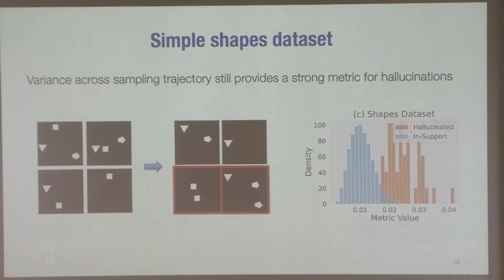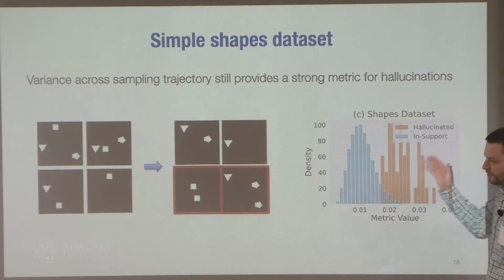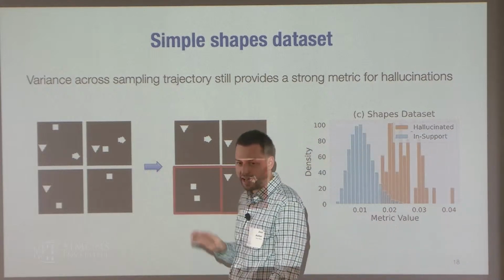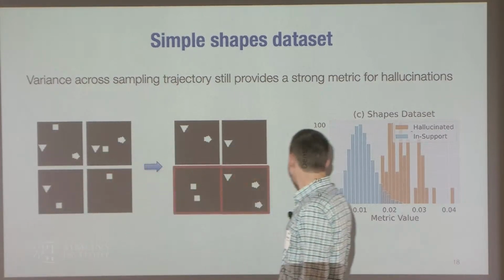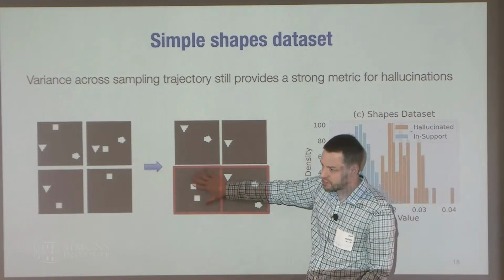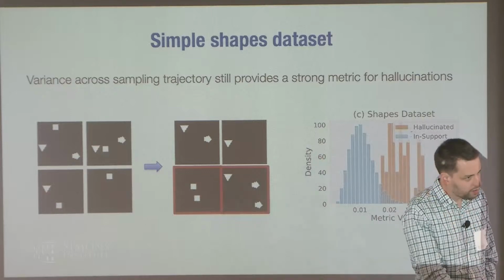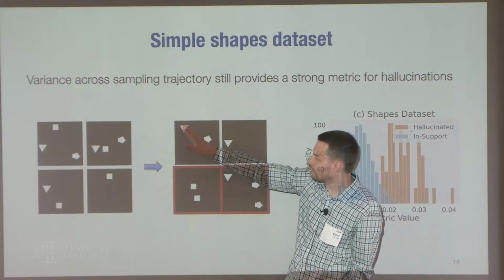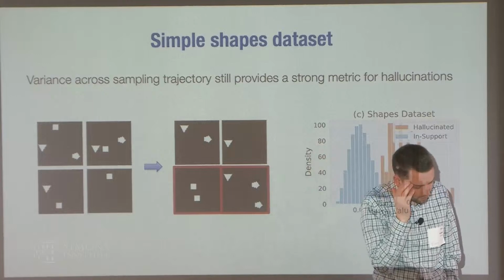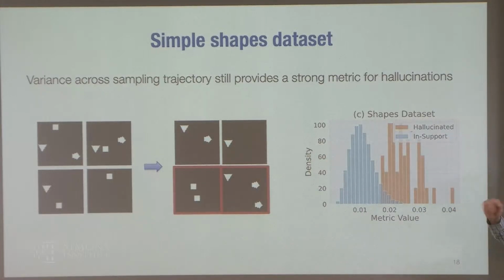So the first thing I want to look at is, for the simple shapes data, are these metrics that we see still useful at differentiating between hallucinations and non-hallucinations? And the answer is very much yes. If we just analyze generated images, look at those sets that are not hallucinations, that are valid samples from this distribution, i.e. they have at most one shape, that's going to be the blue, and we plot this metric, the variance of the predictions along our sampling trajectory. We get this distribution in blue. If we look at only hallucinated samples, we get this one in orange.